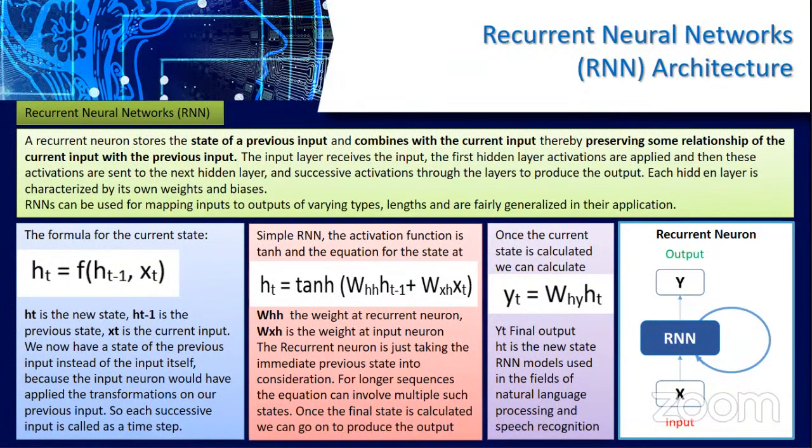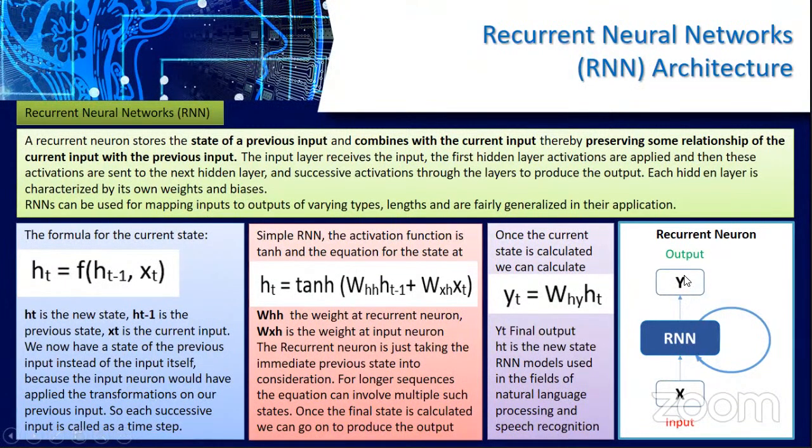The formula for the state is spoken of in terms of two things: the current state and the previous state. What you see in the diagram here is the working of an RNN. There is X, which is the input you want to provide, and Y, which is the output you get. So given some input X, using an RNN, you would like to generate an output called Y.